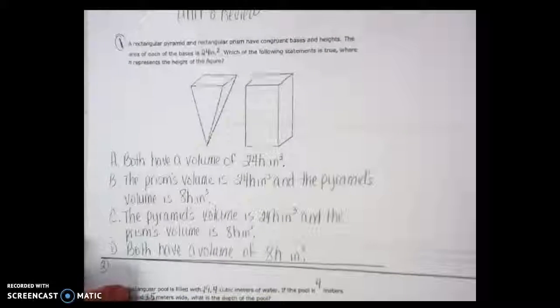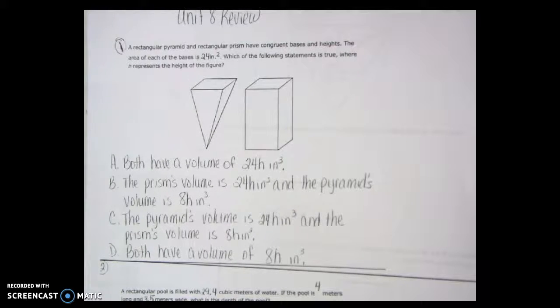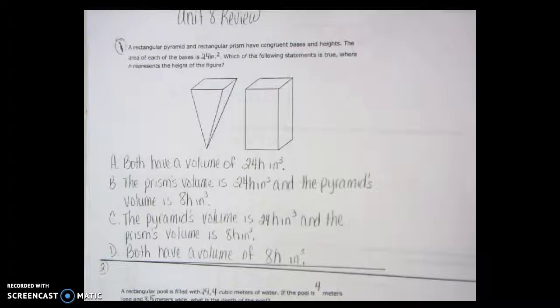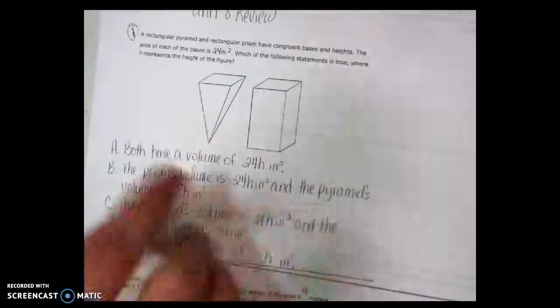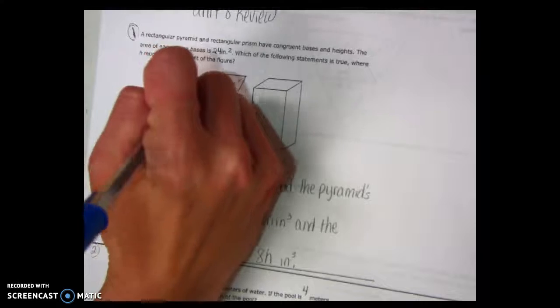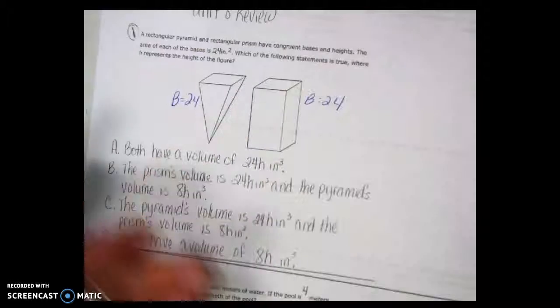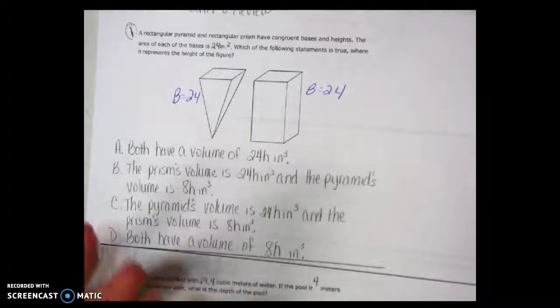All right, looking at the Unit 8 review, if you're needing some help on this, I'll just give you a couple hints to kind of get you started on each question. Number 1 says a rectangular pyramid and a rectangular prism have congruent bases and heights. The area of each base is 24, where h represents the height. So the height is h on each one.